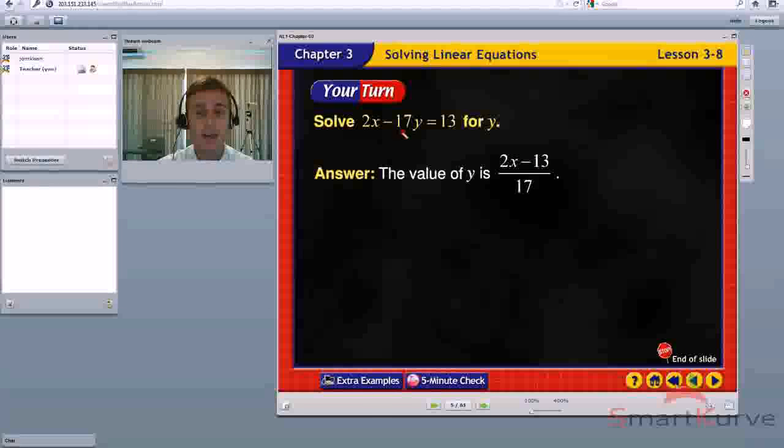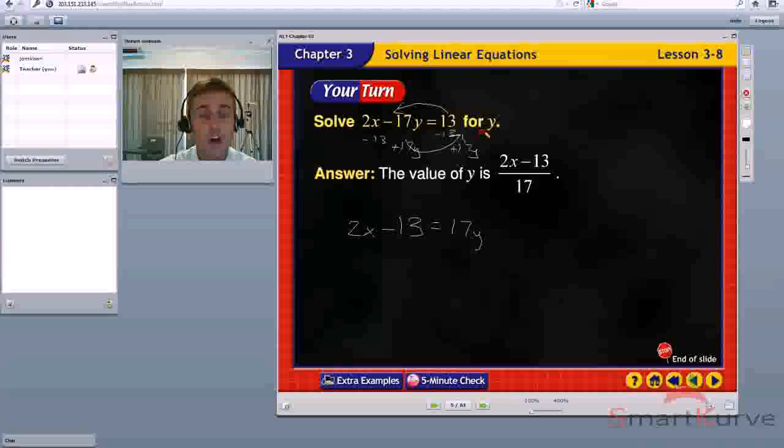Now, solve 2x minus 17y equals 13 for y. So the first thing we're going to do is, I would first move this negative 17y to the other side and move this 13 over so that we have a positive value of y. So that would leave us with 2x minus 13, because we subtract 13 from both sides, equals, then we add 17y to both sides, equals 17y. It says solve for y.